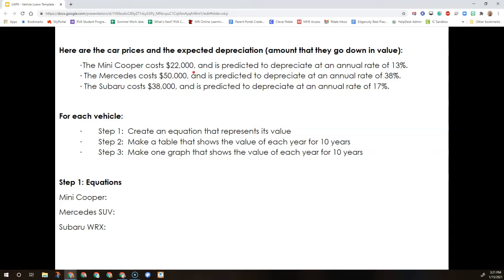If you remember, we've been working with exponential relationships, and you always need that initial value. So it's usually like y equals the initial value. And then you're multiplying that by what's called a common ratio. Now, this Mini Cooper, it says it's predicted to depreciate. That means go down in value. That's what cars do over time. At an annual rate, what does that tell you? That means every year. So it's going down in value every year by 13%.